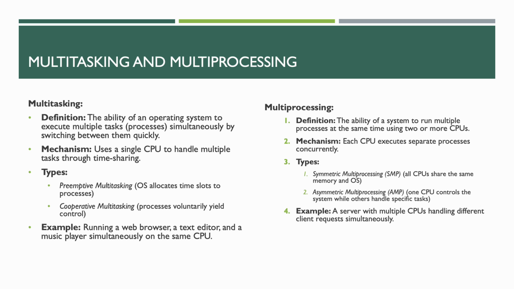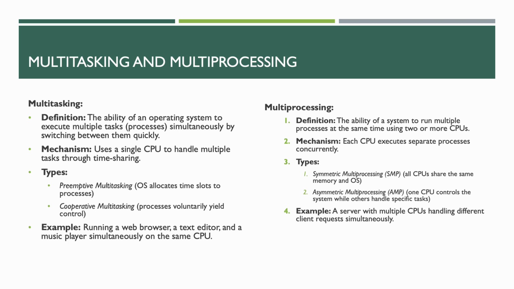We categorize multitasking into two types. First is preemptive multitasking and second is cooperative multitasking. So first one is where the OS actively allocates time slots to processes, and the second one is where processes voluntarily yield control. So an everyday example of multitasking is like running a web browser, a text editor, and a music player on a single CPU. So this is an example of an everyday task.